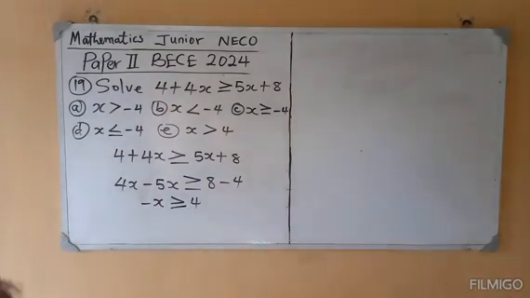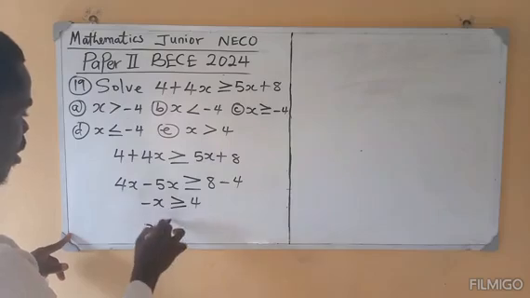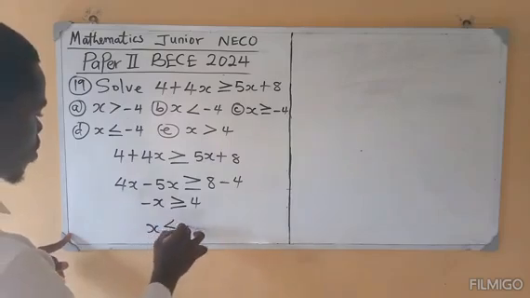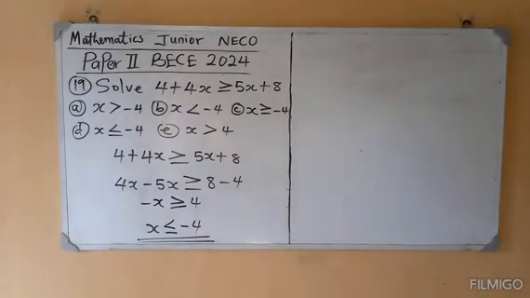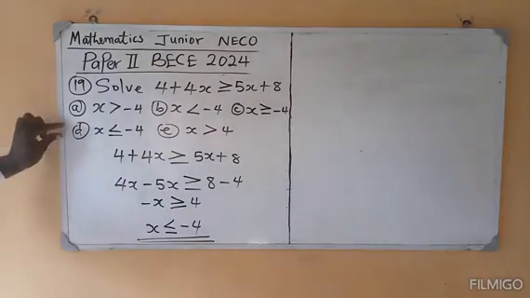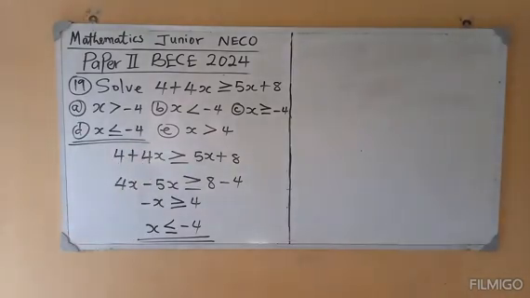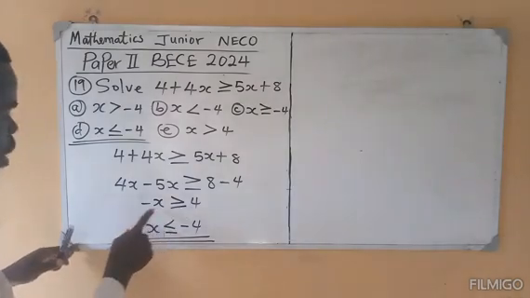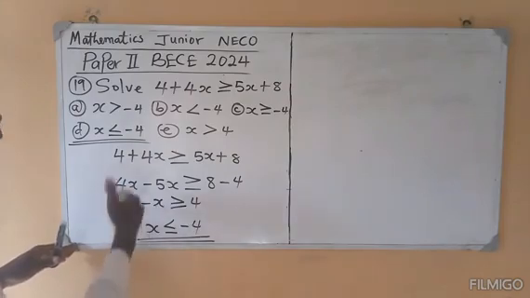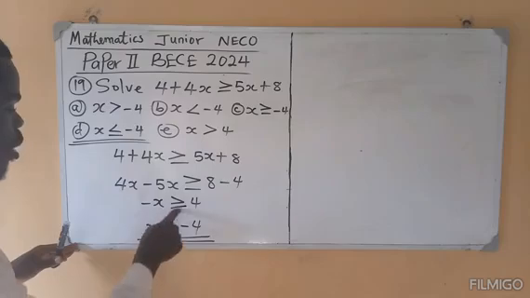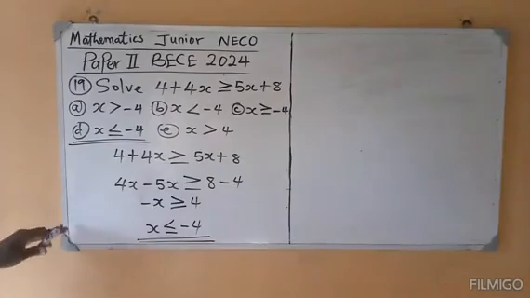When we move the negative sign to the other side, it becomes x less than or equal to minus 4. So this is the correct answer, and the correct option is option D. You would like to know why the sign changed. Whenever you are moving the negative sign to the other side, or you are dividing by a negative number, the inequality will change its direction. So that's why option D is correct.